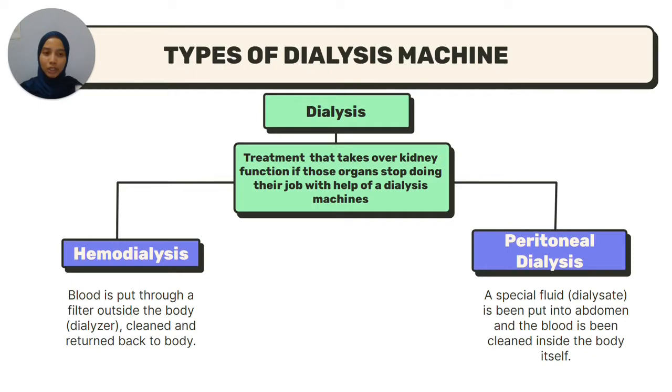Second is peritoneal dialysis. In this type, a special fluid, which is dialysate, is put into the abdomen and the blood is cleaned inside the body itself. In peritoneal dialysis, a soft plastic tube, which we call a catheter, is placed inside the body of the patient by surgery. Sterile cleansing fluid is put into the belly through the catheter. After the filtering process is finished, the fluid leaves the body through the catheter.